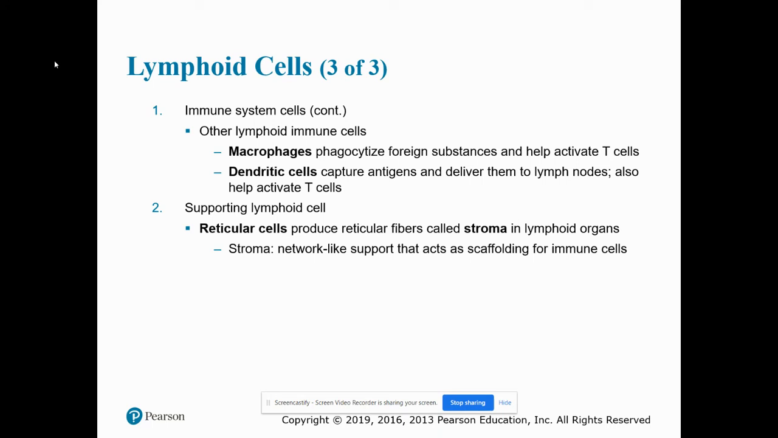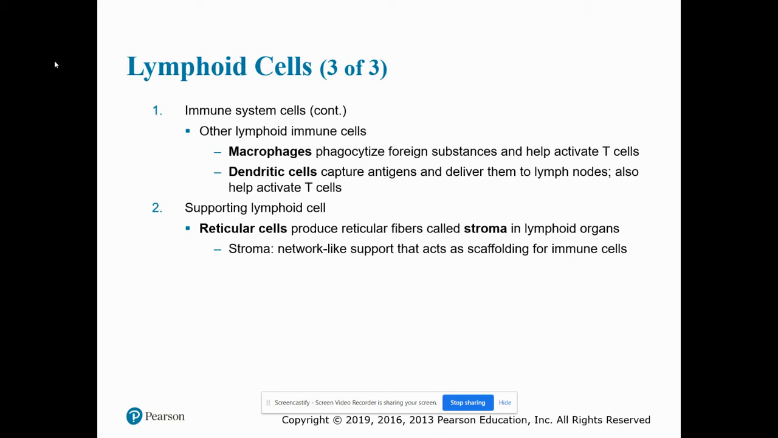Other lymphoid immune cells include macrophages and dendritic cells, and these are both really important. Macrophages phagocytize foreign substances, so macro means big and phage means eater, so they are big eaters. And in addition to phagocytosing foreign substances, they also help activate T cells. This is another thing we'll talk about in more depth in chapter 21, but just so you know, in order for a T cell to become activated, another cell has to first present the antigen to it. And then we have dendritic cells, and these are going to capture antigens and deliver them to the lymph nodes, and they also help activate T cells.